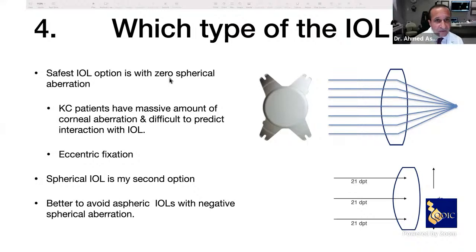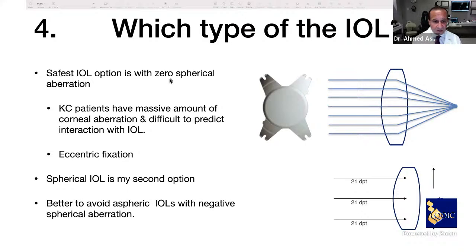Okay, now regarding the fourth question, which type of IOL? The safest option is to use an IOL with zero spherical aberration. Keratoconic patients have corneas with a massive amount of corneal aberrations, and it is difficult to predict the interaction between the IOL and the corneal aberrations. And don't forget that these patients have eccentric fixation, so we need to use an IOL which is less sensitive to decentration. So it's best to use an IOL with zero spherical aberration.